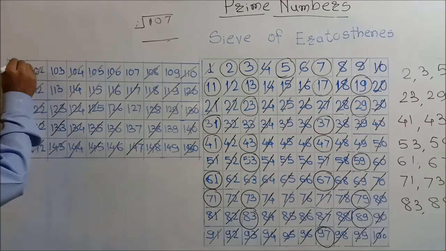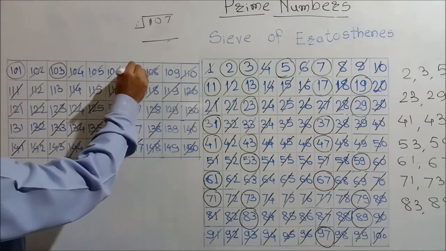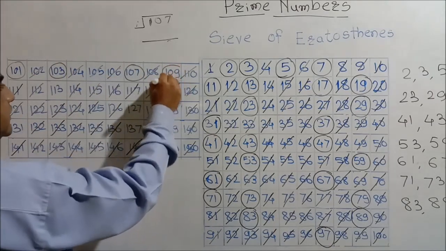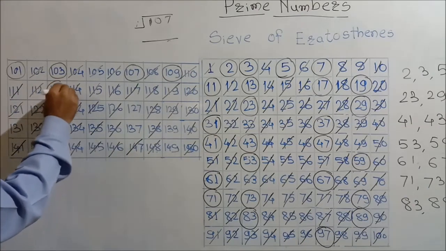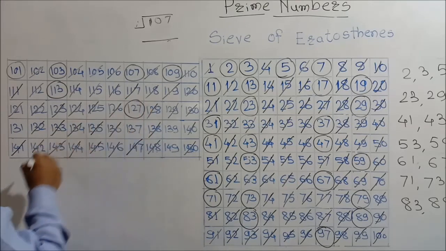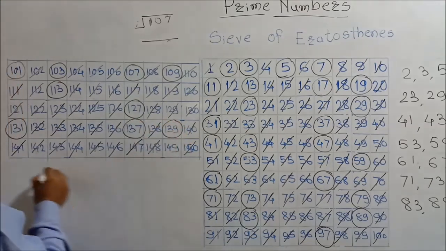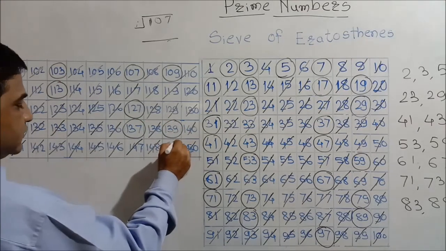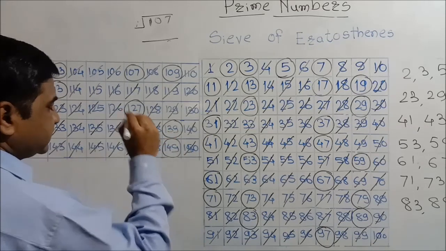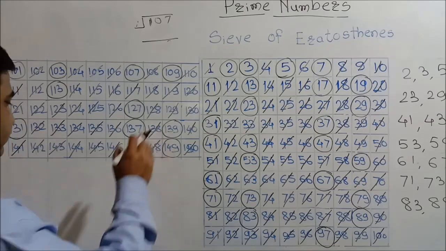Circle them. So these are 101, then 103, 107, 109, then 113, then we are having 127, then we are having 131, 137, 139, and the largest three-digit prime number before 150 is 149.